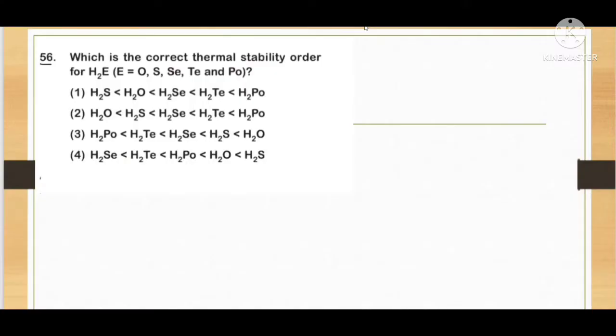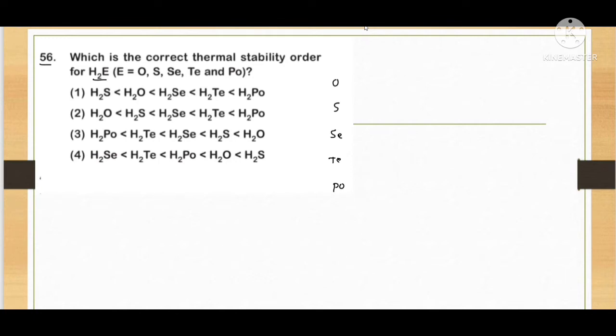Now let us discuss question 56. Which is the correct thermal stability order for H2E? Here H2E means, here E means the oxygen family. That means oxygen, sulfur, selenium, tellurium, and polonium.